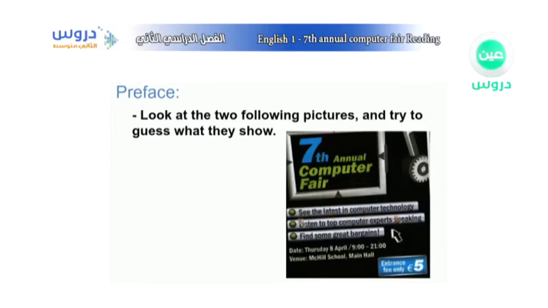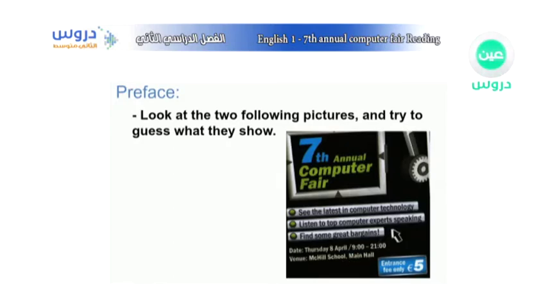Here we see the latest in computer technology. Listen to the top computer experts speaking. Find some great bargains. Please, Mr. Ahmed, use English language. No problem. All of you, Mr. Ali. Okay. So, and find some great bargains. Date, Thursday, 8 April, 9 o'clock to 21, and the venue, MacHill School, Maine.